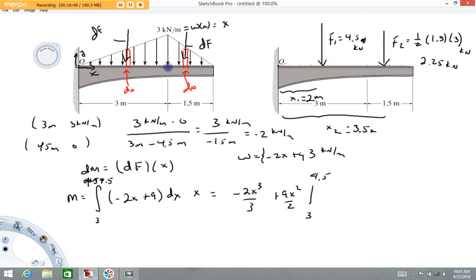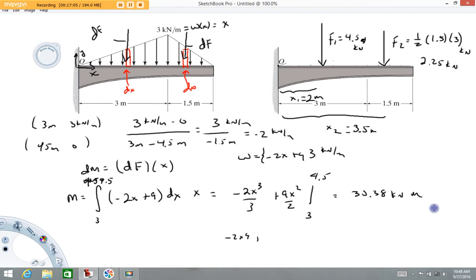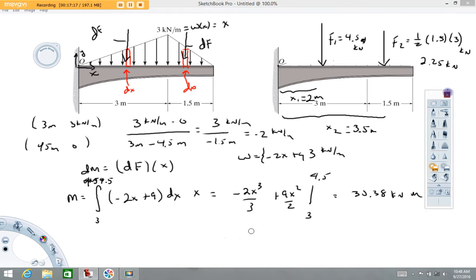So again, the integral over here is from x equals 3 to x equals 4.5. I'm going to pause this again, get a numerical value here, and then we'll see if we can figure out what x2 is. Hopefully we'll get 3.5 out of it. Okay, it took me a couple tries to run that through a calculator and get a value I was happy with. I ended up getting about 30.38 kilonewton meters.